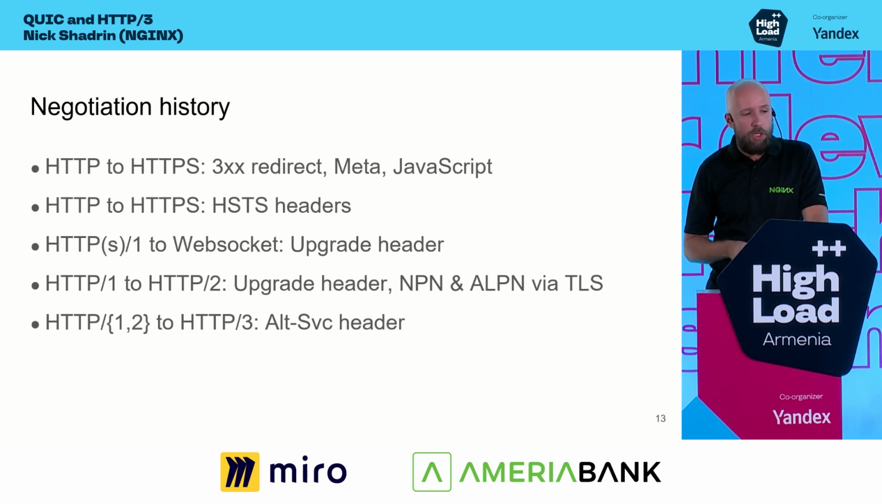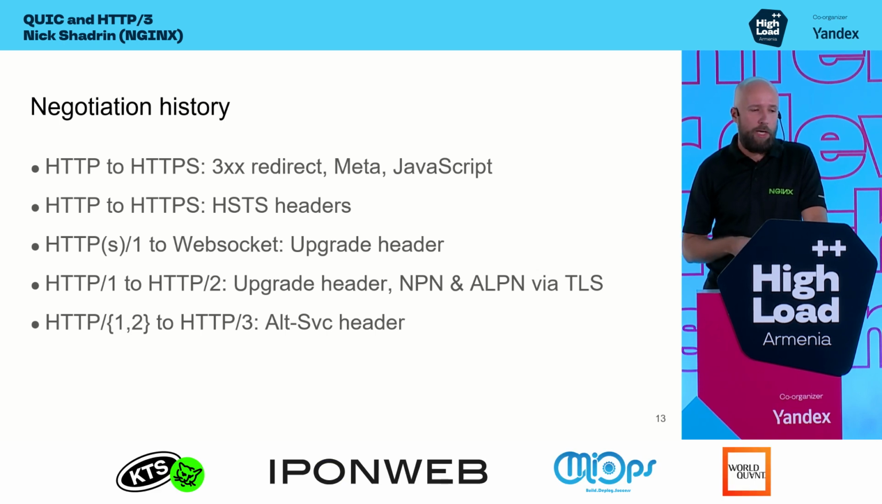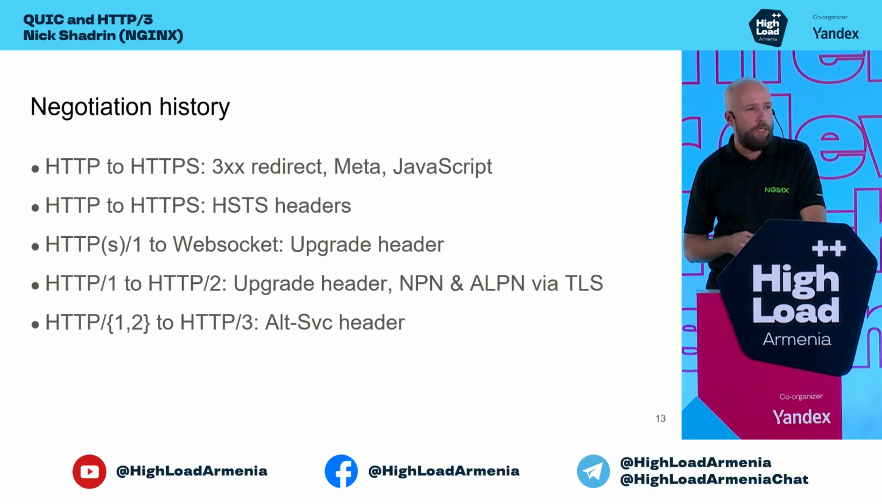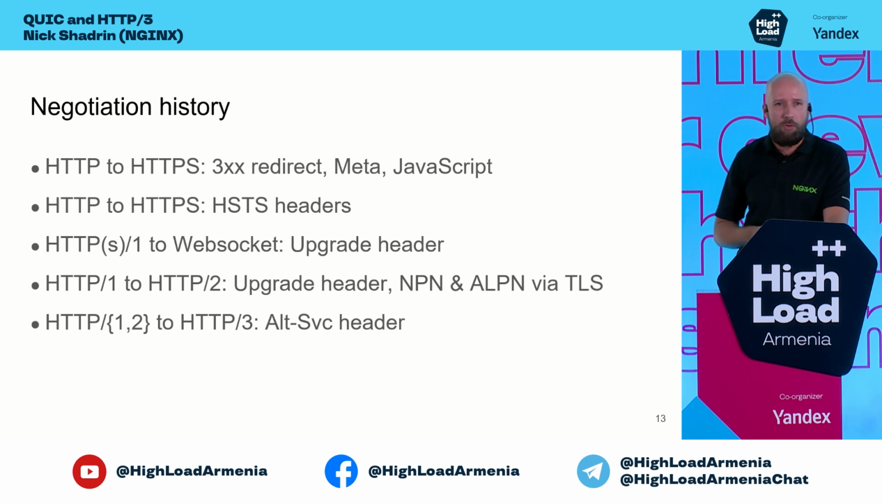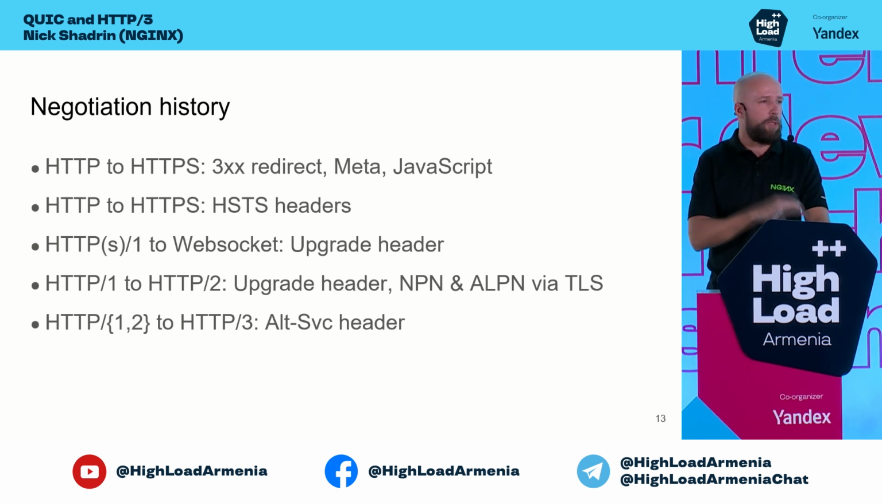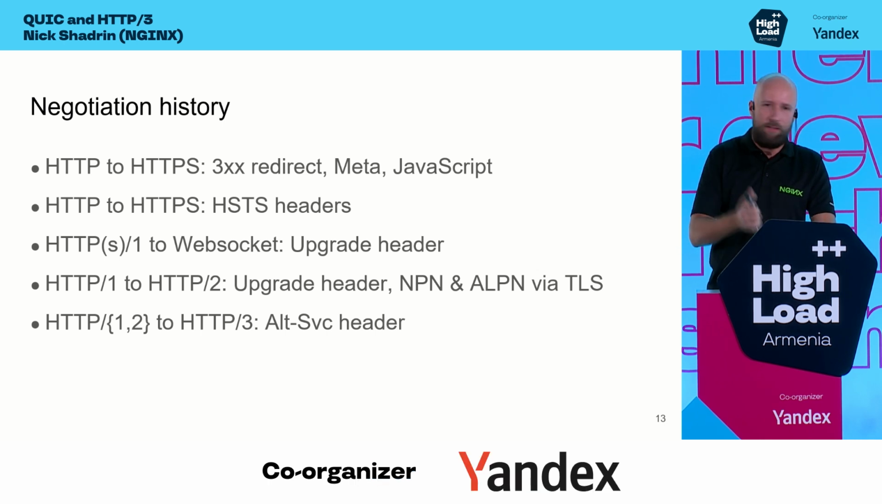Next one for negotiating from unencrypted HTTP into HTTPS is using the strict transport security headers. If you're familiar with those, this is a method to tell your browser to not look at the unencrypted website at all, and to remember for a long, long time, like 1 year or so, that your website only works by HTTPS, and you shouldn't use an unencrypted connection to that site.